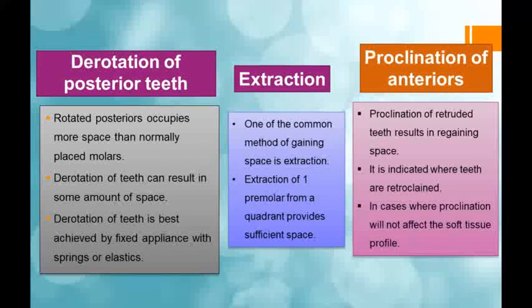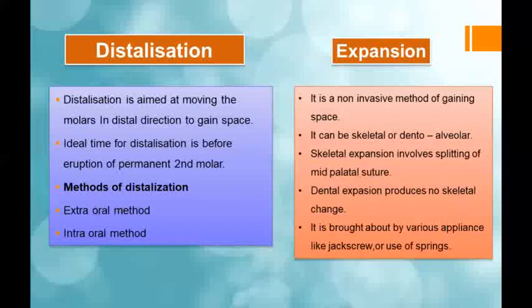Then the proclination of the anterior. The proclination of the retruded teeth results in regaining space. It is indicated where teeth are retroclined and in cases where the proclination will not affect the soft tissue profile. Now the distalization, which moves the molar in the distal direction to gain space, and the ideal time for distalization is before the eruption of the permanent second molar. And there are two methods for distalization that include extraoral and intraoral.